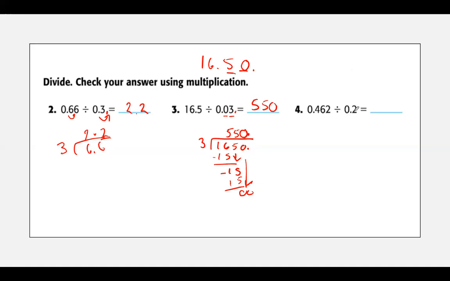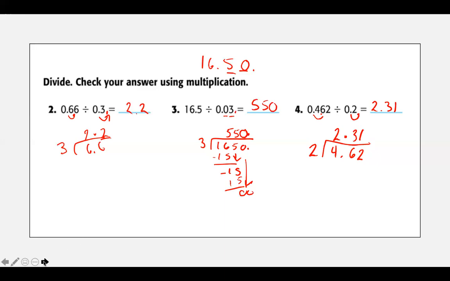Now the next one. All right, so now I have to make my divisor a whole number. I'm going to move my decimal point over one place. So now I've got 2. And this time I have to do the same for this one. I'm going to move it over one place. So now I have 4 and 62/100ths. I'm going to move my decimal point up. I have to line up our decimal points. How many times does 2 go into 4? 2 times. How many times does 2 go into 6? 3 times. How many does 2 go into 2? 1 time. My answer is 2 and 31/100ths.